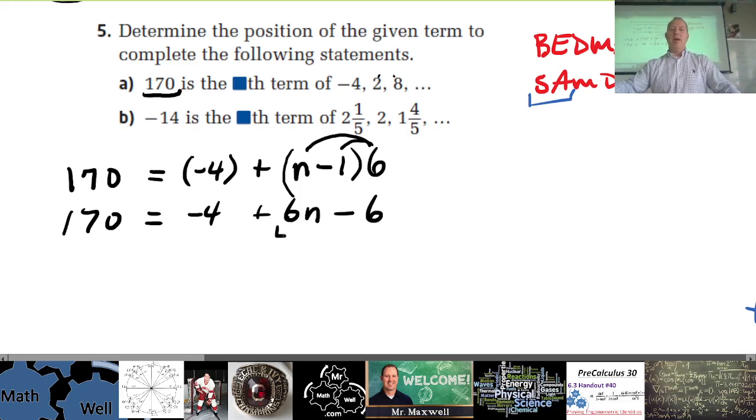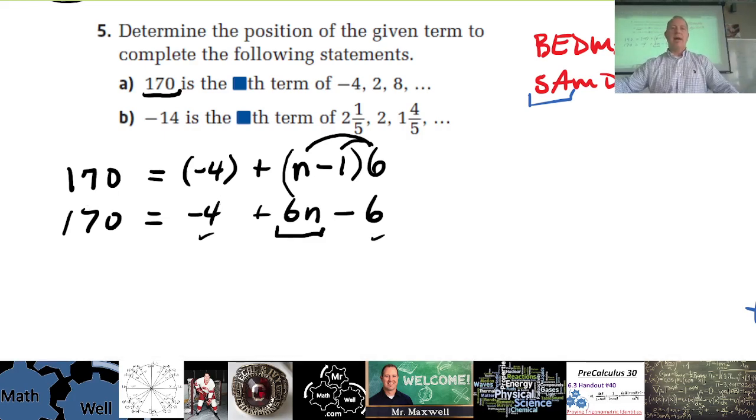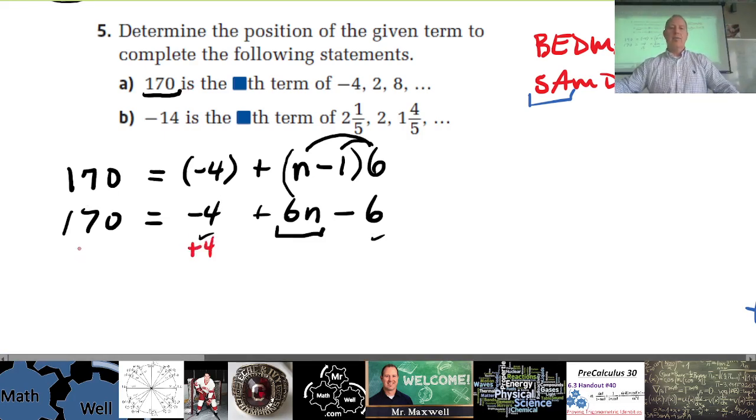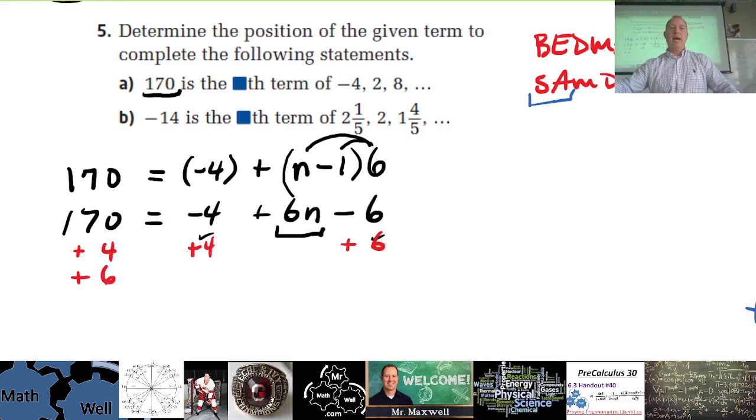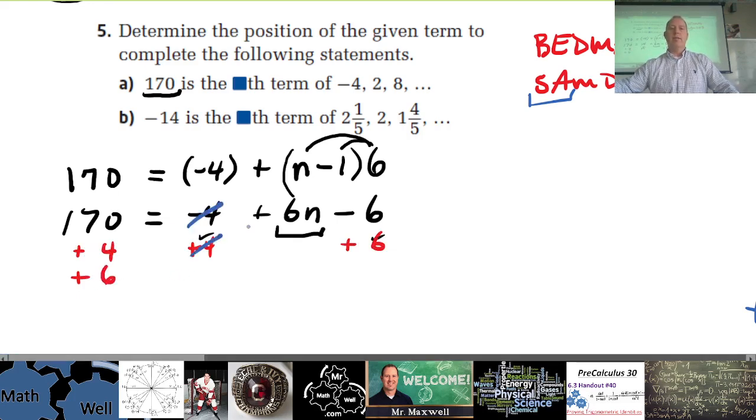I'm going to get n by itself, so I'm going to leave this over here. I'm going to either gather these terms first and then bring them over, or just do opposite operations and take them over to the other side right away. So I'll do that. I'm going to add 4 to both sides, and I'm going to add 6 to both sides. And that is going to eliminate the negative 4 and the negative 6 on the right side. So on the left side now, I have 170 plus 4 plus 6, or 180. And then what am I left with over here? 6n.